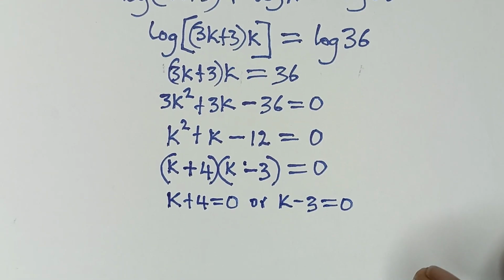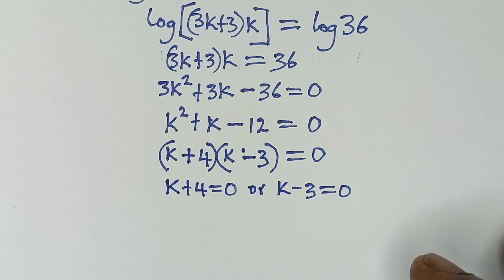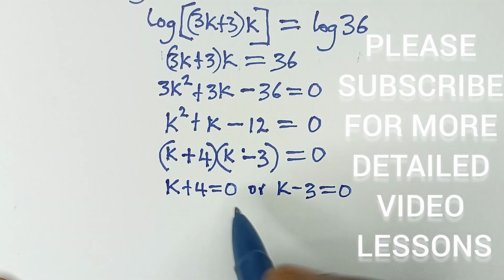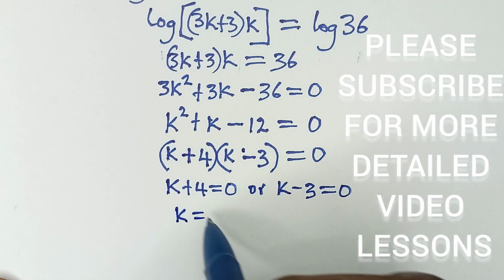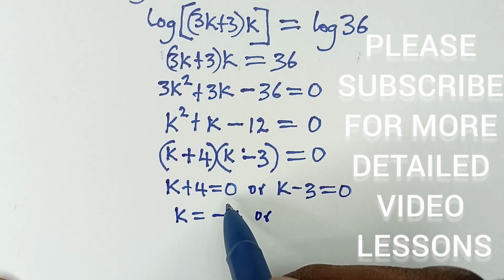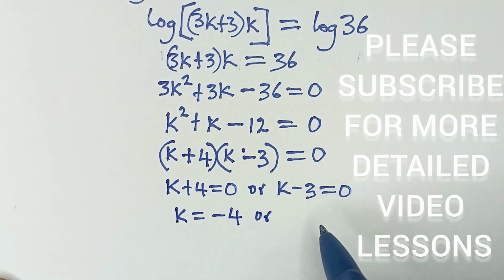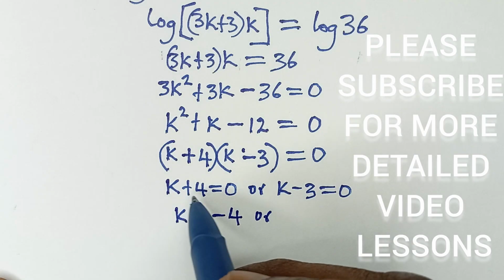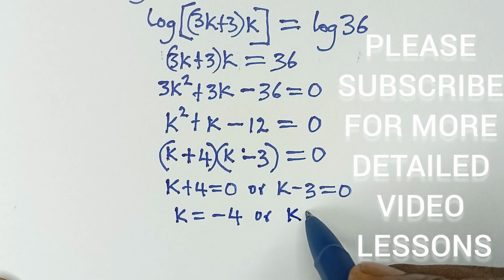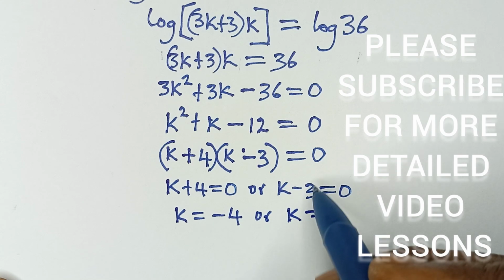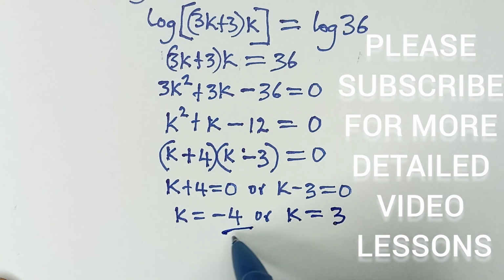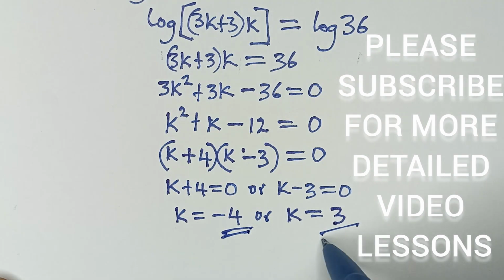So we'll solve each of the two brackets when we equate them to 0 in order to get the value of k. So this positive 4 goes to the right hand side, and we are left with k is equal to negative 4. Don't forget the 0 is not important, just ignore the 0. Similarly, on this side, we have k is equal to, negative 3 goes to that side, becomes positive 3. So these are the two possible solutions for this equation.